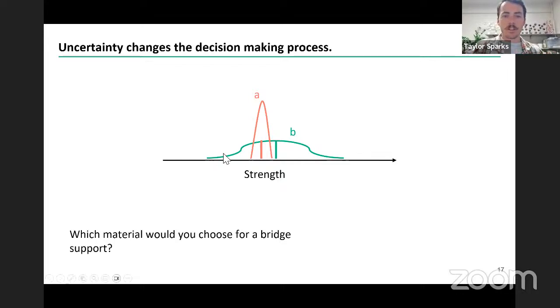Maybe the failure criteria would be down over here, and the likelihood of finding a material that fails over here is quite low. That's a low likelihood, but it's actually significant for B. In other words, we can't just ignore uncertainty in material science. We know that. We need to incorporate it. And so we need tools that, when we're building our surrogate model, allow us to incorporate uncertainty.